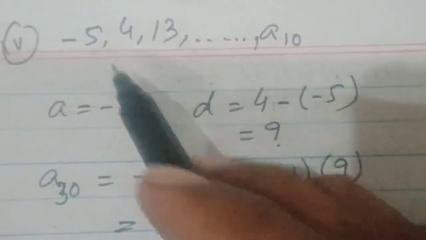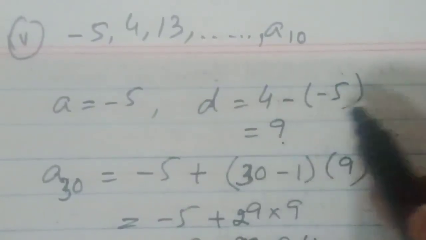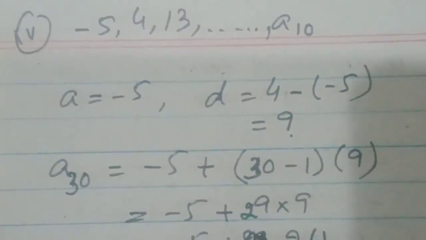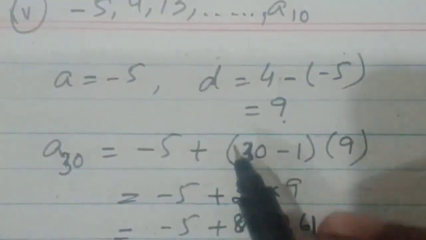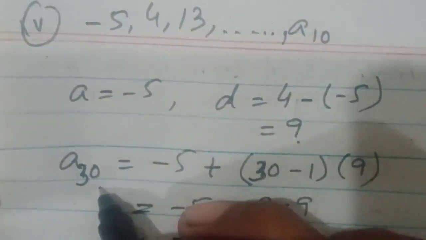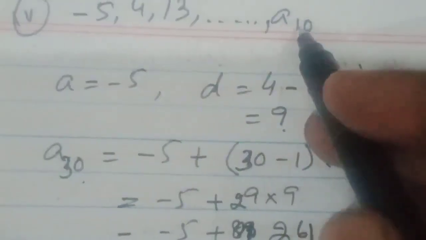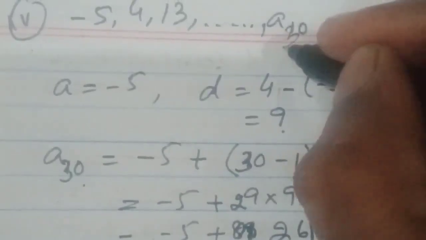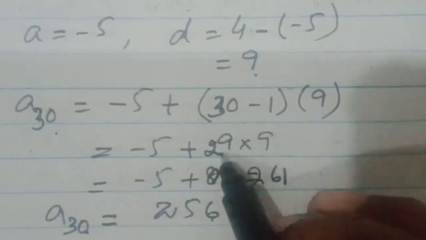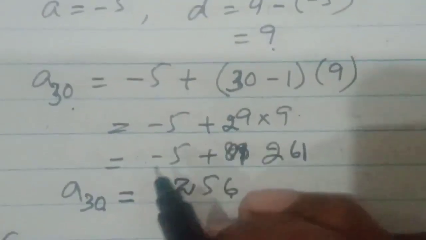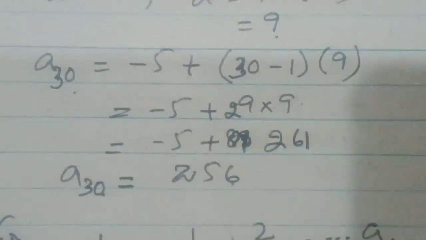Now here a is minus 5, d is 4 minus of minus 5. Again minus times minus will be positive, and 9. So there will be a difference of 9 between these terms. Now we have to find the 30th term. n is 30, a30. This is your a30 term: minus 5 plus (30 minus 1), 29 multiplied by 9, 261. And minus 5 will subtract to give 256.